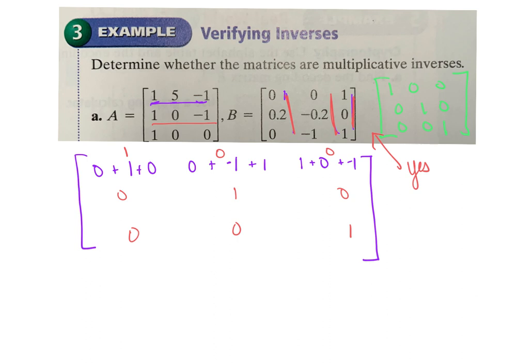So you're simply just saying yes or no. You're simply just saying, is this an inverse? Is this not an inverse? All right? And it does not matter which way you multiply them. All right? If they're inverses of each other, you should be able to get the identity matrix no matter what. All right? Questions on that?